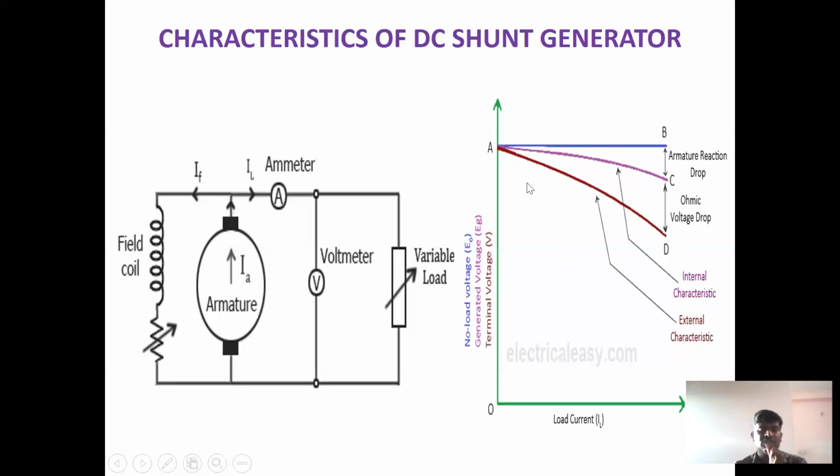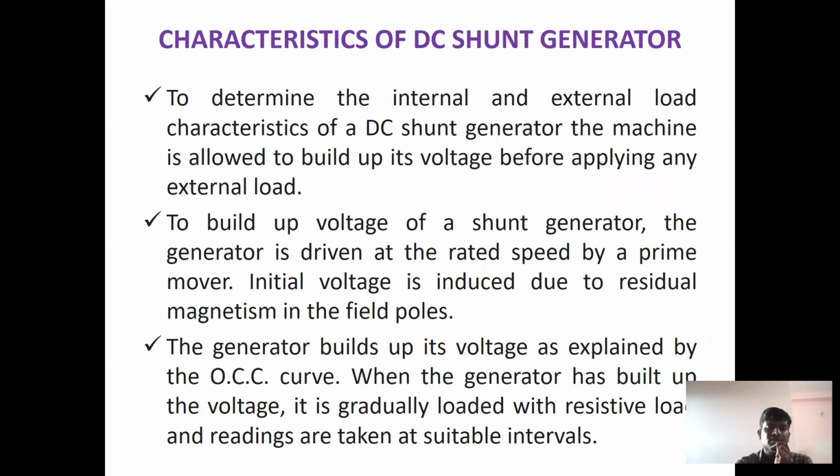In this graph, AB indicates the constant voltage between no load voltage and no load current. The pink line, AC, indicates the internal characteristics of the DC shunt generator. In this AC, the voltage is slightly reduced from the constant voltage saturation point, which is due to the armature reaction. The AD line indicates the external characteristics of the DC shunt generator. Here also you can observe some voltage drop. This is the characteristics of the DC shunt generator.